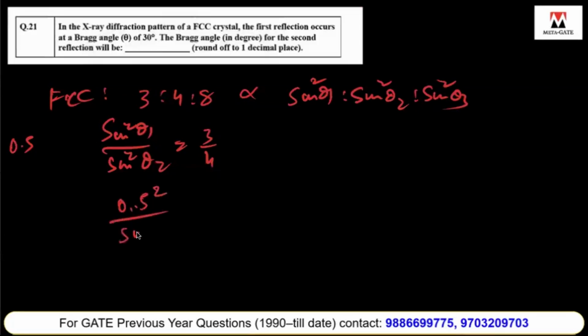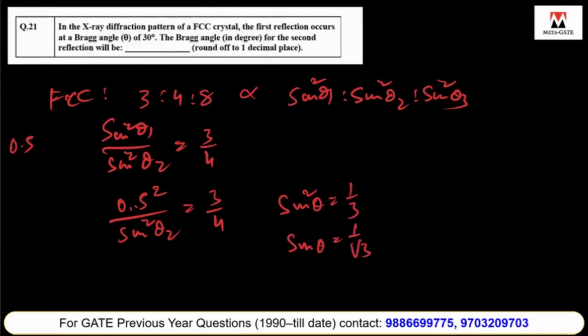So here, sine square 30 is 0.5 square, divided by sine square theta 2, is equal to 3 by 4, which gives sine square theta 2 equal to 1 by 3. So sine theta is equal to 1 by root 3. So theta is 35.26 degrees.